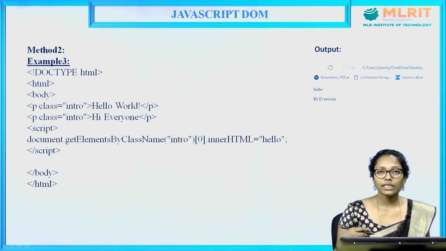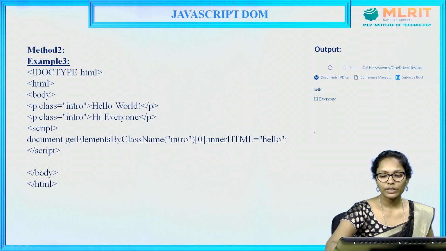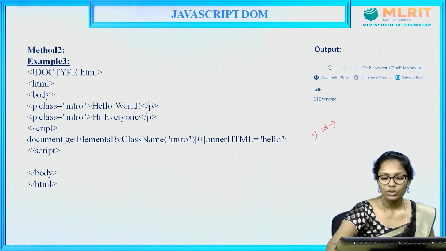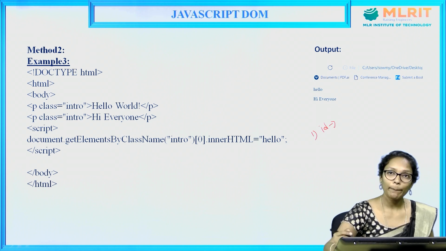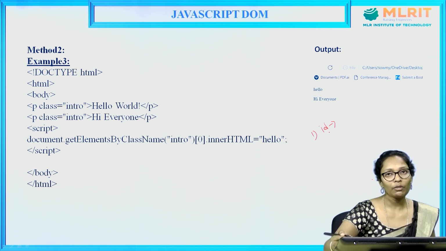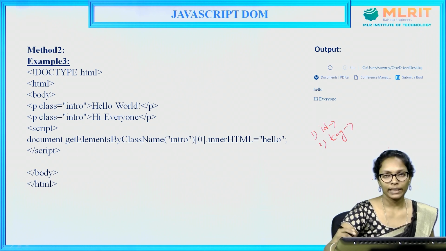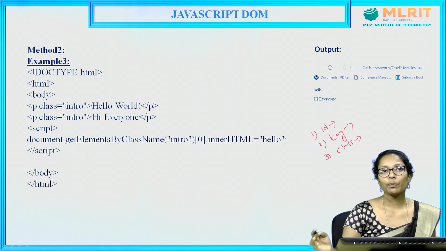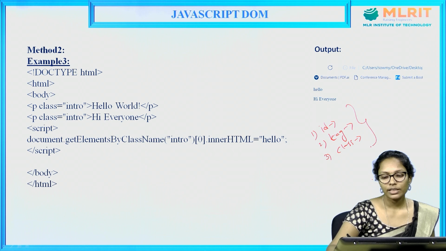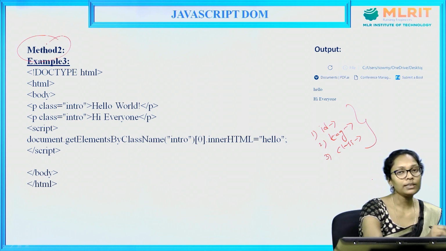Right. So these are the 3 different methods. The first one is based on ID. So what is the method? Get element by ID. Why? Because with one ID, we will have only one element. Second one based on the tag name. What is the method? Get elements by tag name. And third one based on class, get elements by class name. So these are the 3 methods that come under method 2.